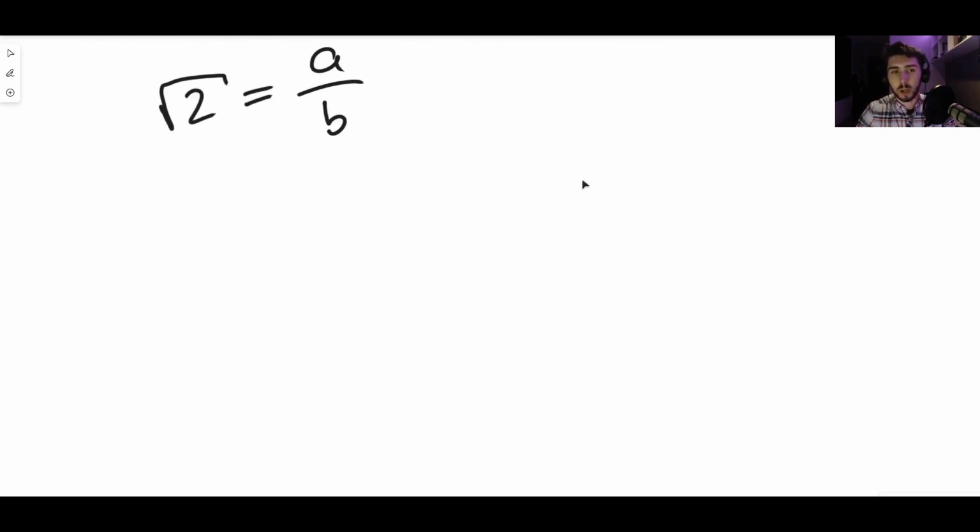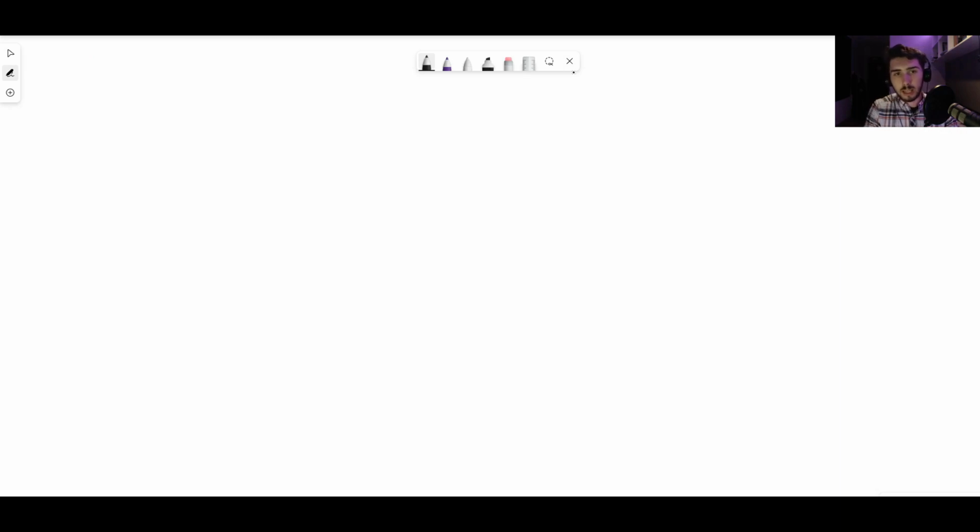Let's begin. The way that we're going to do this is by contradiction. What this is, is basically the assumption that we're going to make that root 2 is rational. We're going to intentionally assume the opposite of what we are trying to prove, and we're going to prove ourselves wrong. It's quite clever.